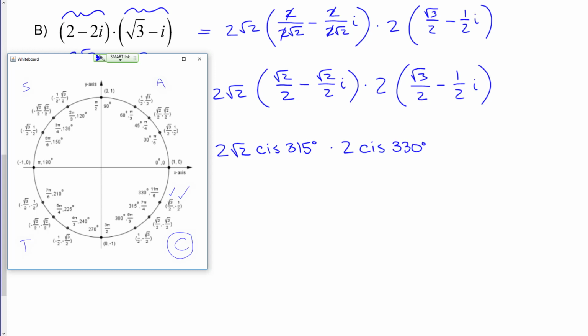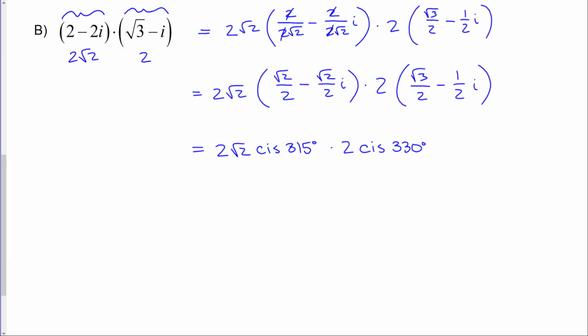330 degrees. You're probably thinking at this point, it's probably easier just to do the FOIL. And you may have a point. This is just to show that you absolutely could do it this way. So this would be, I multiply my radii, so 4 root 2, and add the angle measures. So 645 degrees.